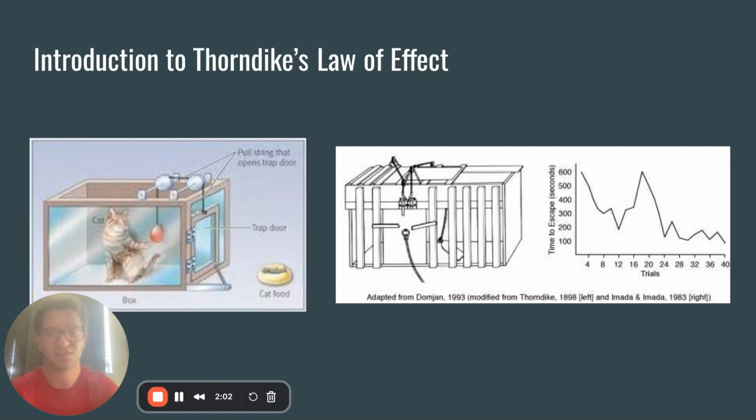Cats learn to escape faster over time, and this is proof that positive outcomes reinforce the behavior. So as you can see, he places a cat. The cat presses a lever accidentally, then they learn that it opens. They escape, and again, they repeat these tries to gain a faster escape.